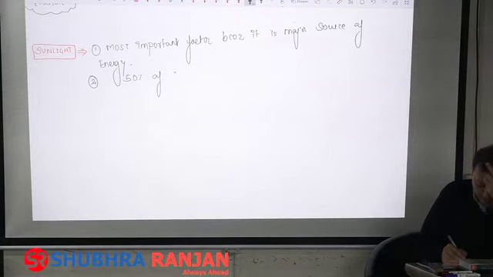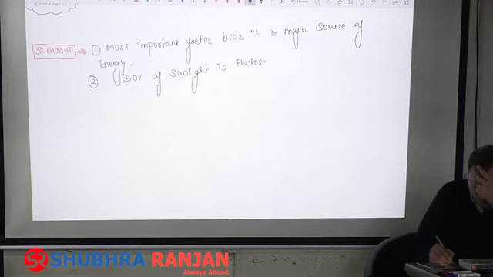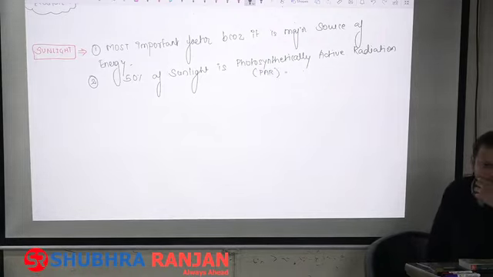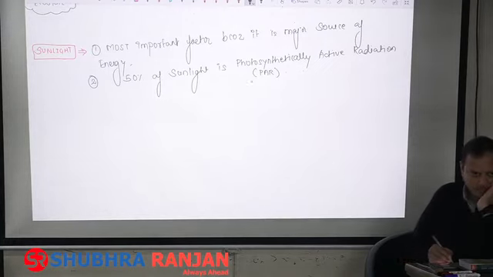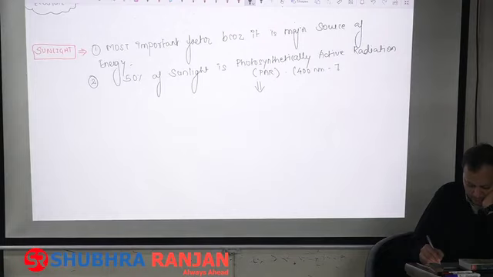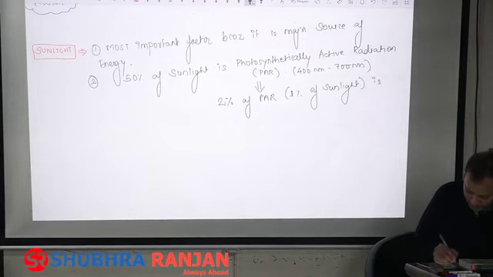Second, 50% of insolation or sunlight is photosynthetically active radiation. That is PAR. What is its range? 400 nanometers to 700 nanometers. And 2% of PAR, that means remember, 1% of sunlight is used for photosynthesis.